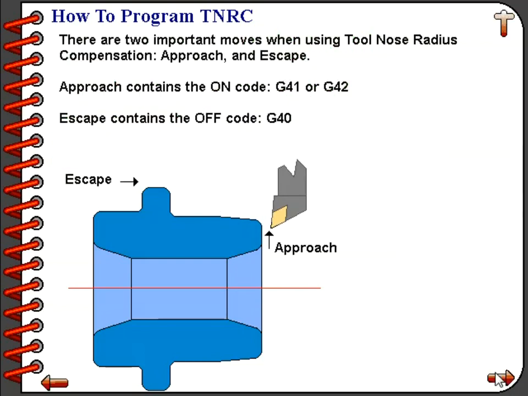When we turn the tool nose radius compensation on with either G41 or G42, we call this the approach move. We are approaching the workpiece but not actually machining it. When we are turning off tool nose radius compensation with the G40 code, we are moving away from the workpiece. This movement we call the escape movement. And again, we are not cutting the actual workpiece during this movement.